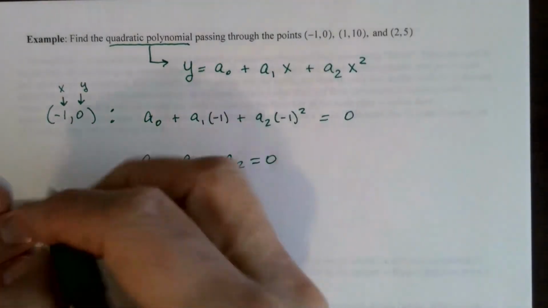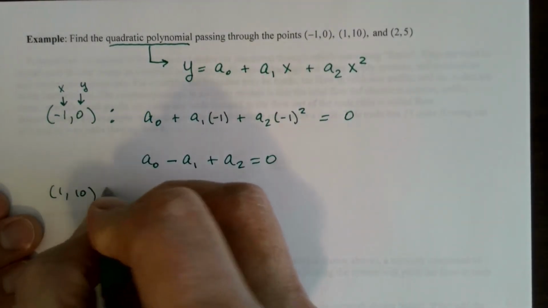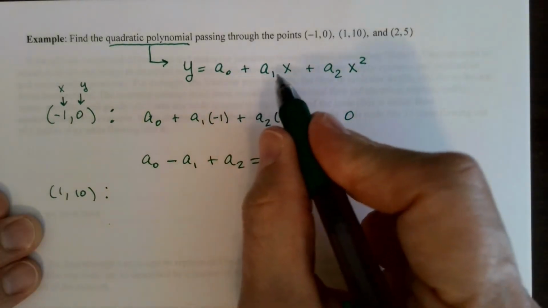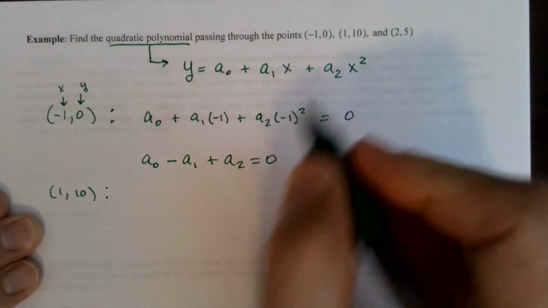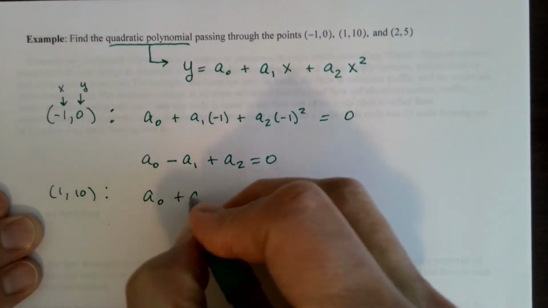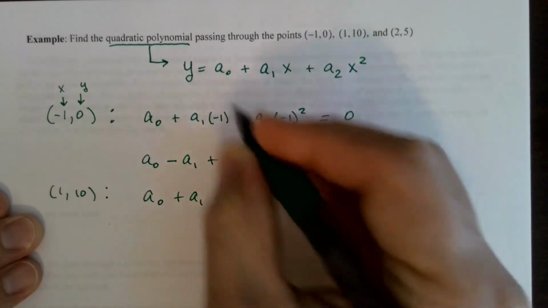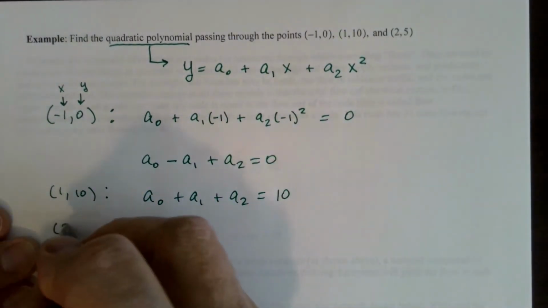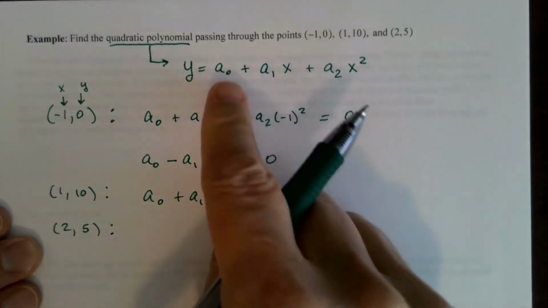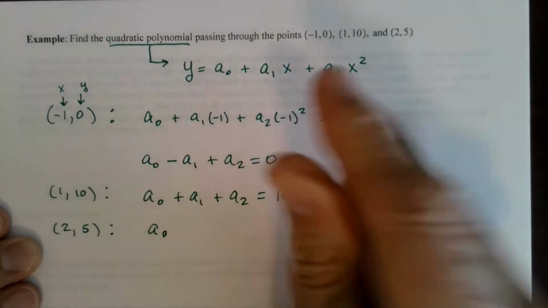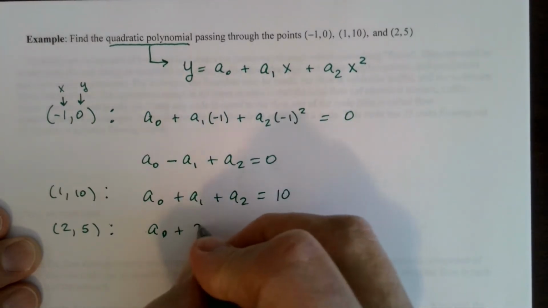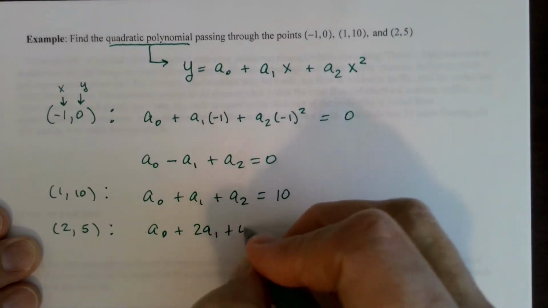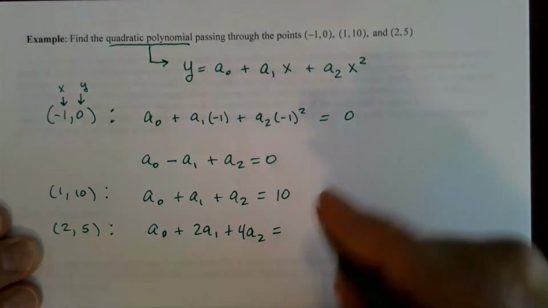Second equation will come from our other point, 1 comma 10. Right? Here x is 1 and y is 10. Well, if x is 1, we just get a sub 0, a sub 1, 1 squared is 1, a sub 2. So I get a sub 0 plus a sub 1 plus a sub 2 equals y, which is 10. There's my second equation. And then 2 comma 5, x is now 2, so when I plug in I get a sub 0, 2 times a sub 1, and then 2 squared, which is 4, times a sub 2. And that equals the y value, which is 5.